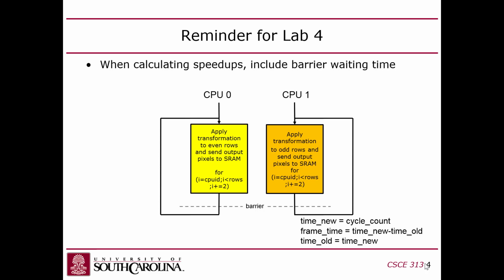Another one is the barrier. So if both processors are not exactly the same speed, then one of them is going to reach the end of the frame, and thus the barrier, before the other one does, and so it's going to have to wait until the other one catches up. That's another overhead for parallelizing this.